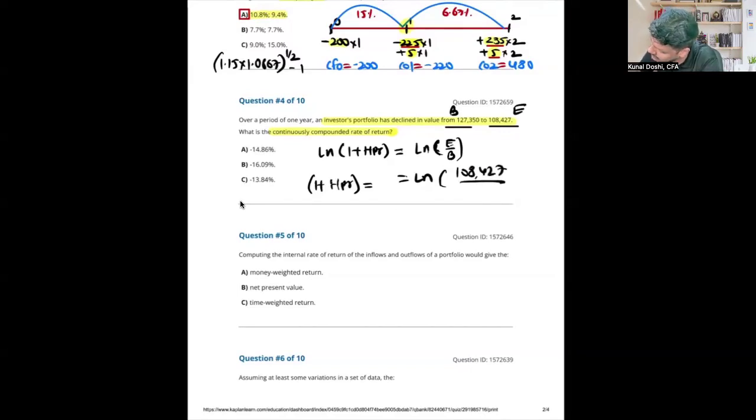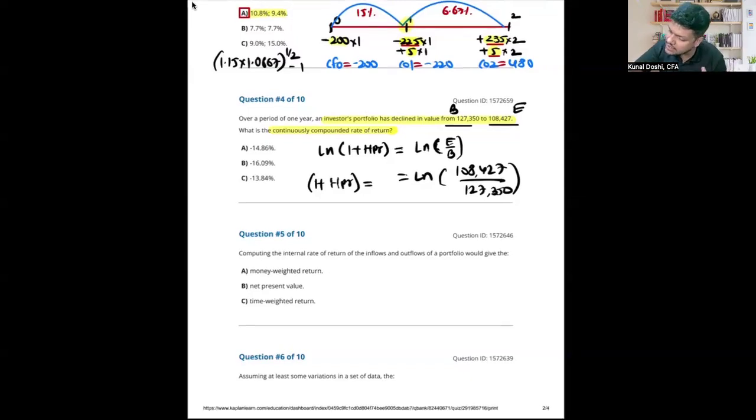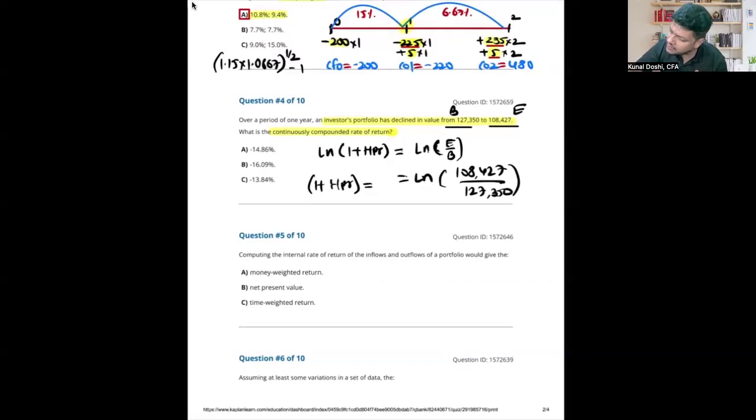So it's 108,427 divided by the beginning value, 127,350. First in your calculator, put this 108,427 divided by 127,350 equal to, you'll get 0.85. Press ln. As soon as you press ln, you will directly get the answer, minus 16.086, which is nothing but B. Everyone is getting this answer? Clear? Understood? Anyone has any questions on this?